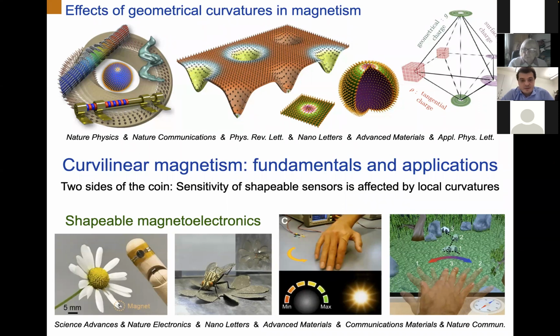And the reason for this is explained below here. It's primarily two sides of the same coin, because the sensitivity of the sensor devices is affected by local curvatures. Therefore, this understanding of fundamentals is very important to push forward the application scenarios. And at the same time, application examples motivate further research in fundamentals, right?